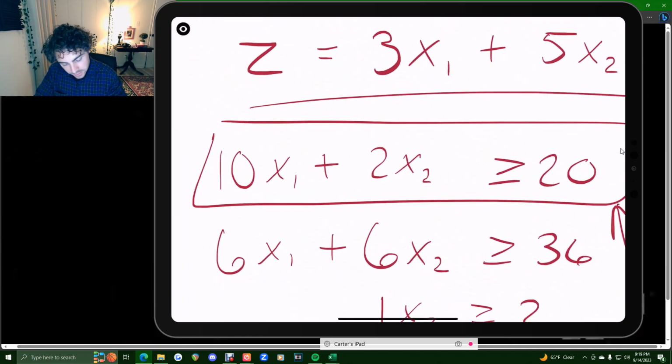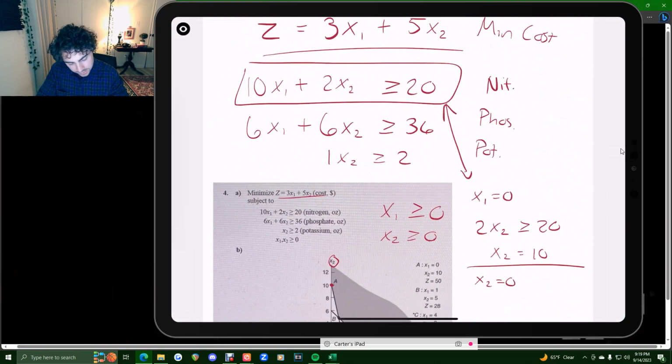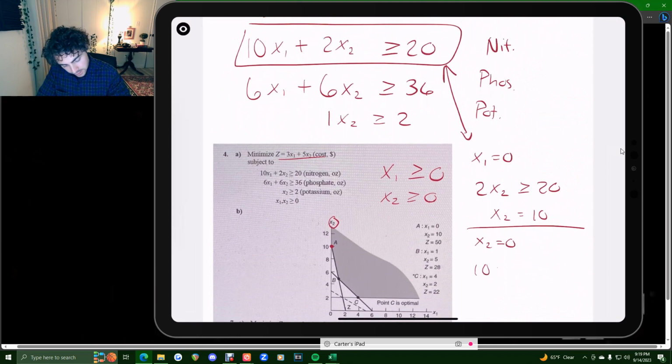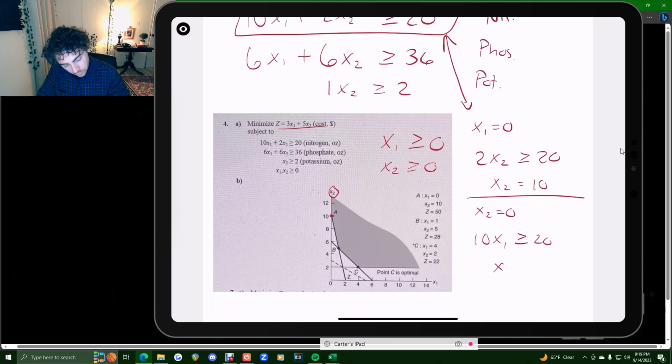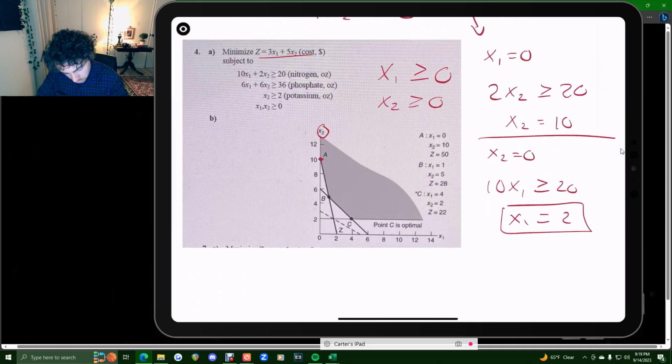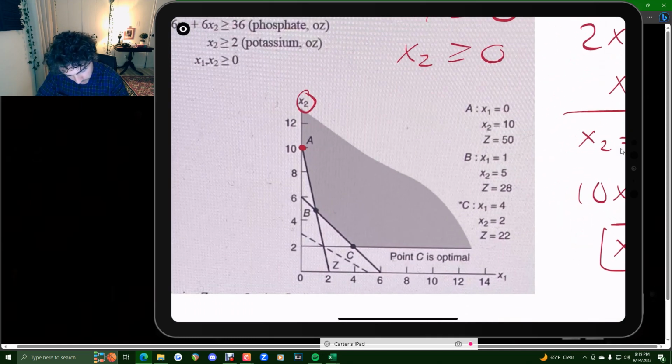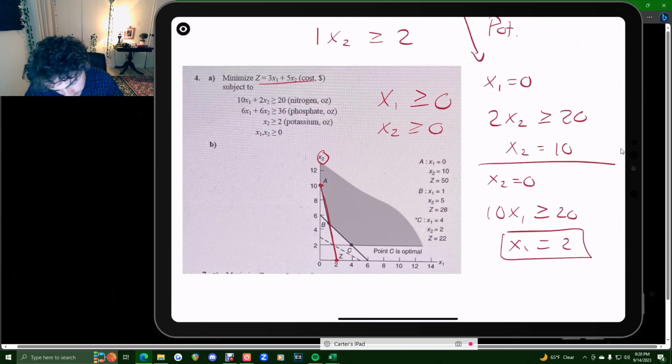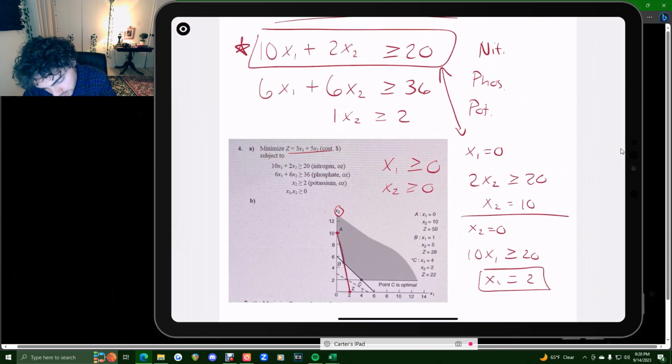So still looking at this inequality, if we plug in x2 equals 0, we're left with 10 x1 is greater than or equal to 20. Divide by 10, we get x1 is greater than or equal to 2. So the x1 intercept should be 2. And so of this line, that's why we see this intercept way down there. Okay, so this line is most definitely this constraint, okay?